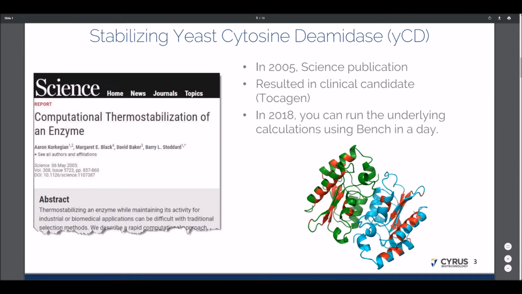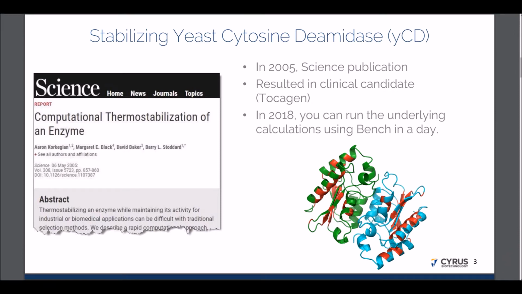Here is the paper that contains the computational work that we're going to reproduce using Bench tools. Note that in 2005, this work was worthy of a Science paper. Today, it's the kind of computational work that, with a little training, you can carry out in less than a day using Cyrus Bench. Of course, there are still experimental synthesis and assay aspects that will take much longer, but this demonstrates how substantially tools like Bench are changing the computational landscape.